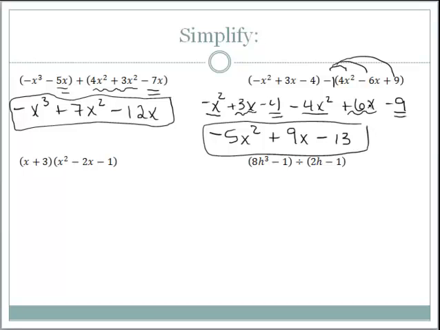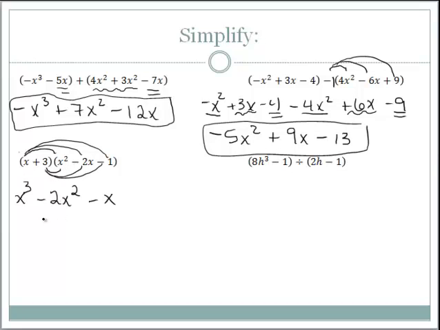When you are multiplying polynomials, you distribute everything in one polynomial to everything in the other polynomial. So what we're going to do is multiply everything by x, then we're going to come back and multiply everything by positive 3. x times x squared, x times negative 2x, x times negative 1. Now we multiply everything by 3.